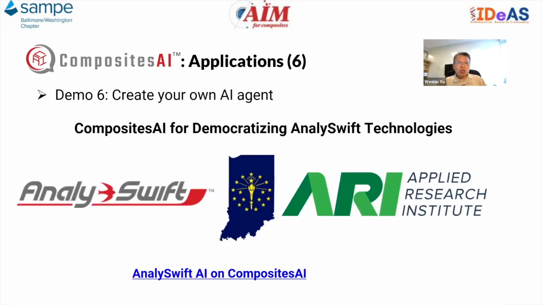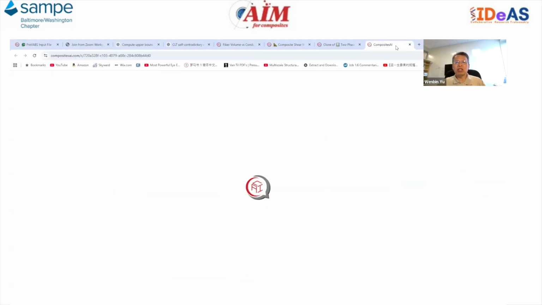And you can also use CompositesAI to create your own AI agent. As a professor, you can create your own agent to capture all your knowledge, all your tools, whatever you have there, to provide answers to your students or to your colleagues. And as a company, you can do that. That's what we did for Anna Swift. That's how we got started with this project. And if you go to CompositesAI, you find out we have different systems there. So it's a system of systems.